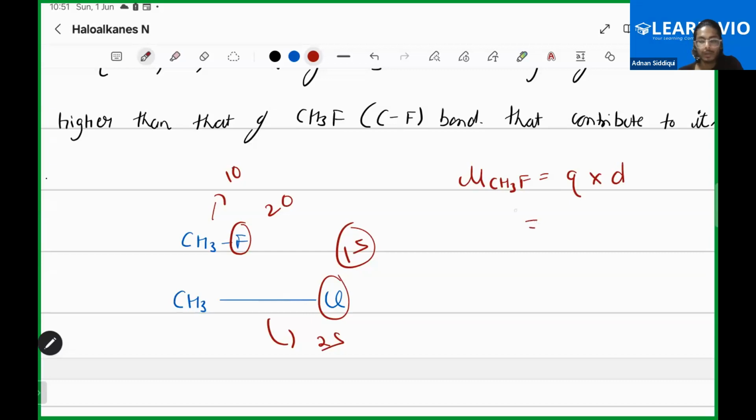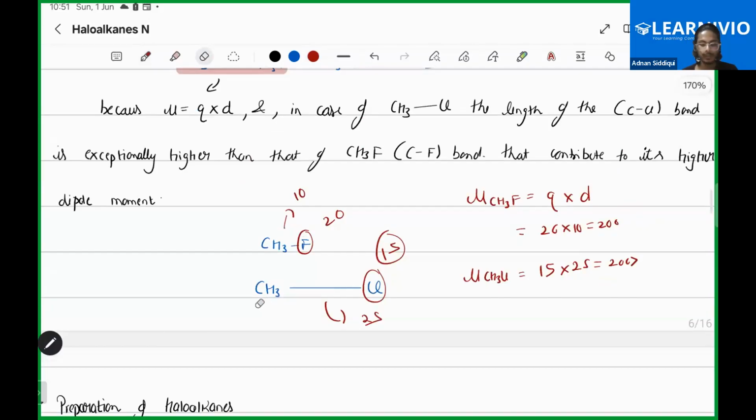So if I have to calculate the dipole moment for this, it is going to be 20 into 10, it is 200. But for the other, the charge is less, but the displacement is exceptionally higher. So the value should be greater than 200, right? Yes, sir. So that's the reason. Is this clear? Yes, sir.